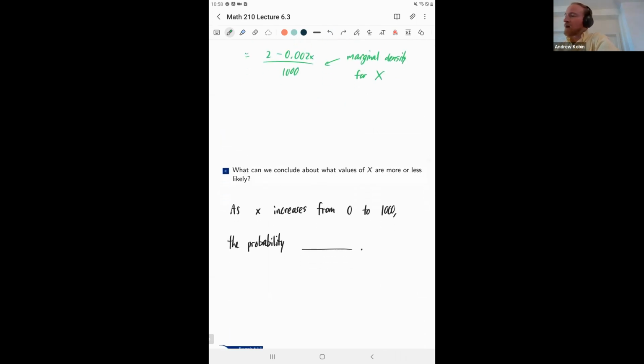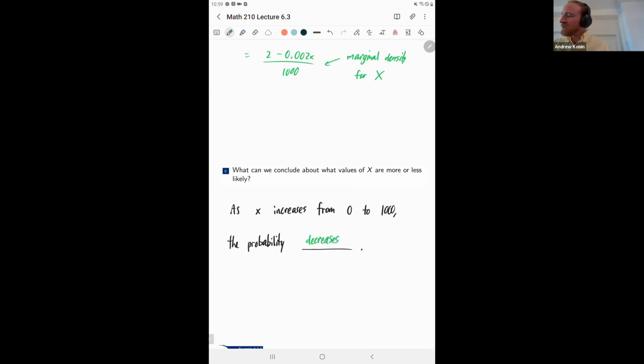So we just determined the marginal density function for capital X. What can we conclude about the values of X where they're more or less likely on the range of possible first place values? We know that the total range is from 0 to 1,000. So as we increase the possible altitude output from the contest for the first place, the probability of a first place score at a random school getting a higher altitude actually decreases as we increase the altitude.